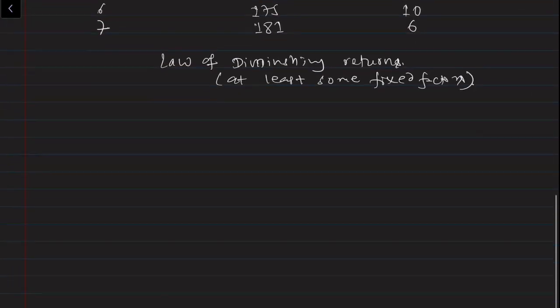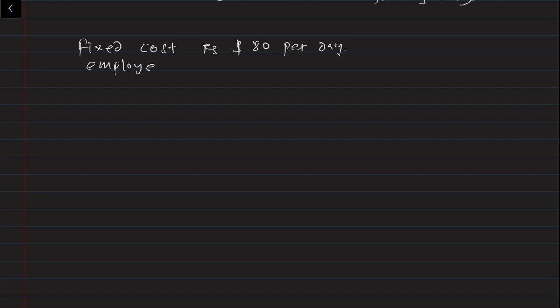Now suppose the fixed cost for this company is $80 per day, and the employee wage is $24 per day. So employee wage is the variable cost. As you go on increasing the number of employees, the variable cost will also increase. Now let's calculate the company's output, variable cost, total cost, and marginal cost for each level of employment.